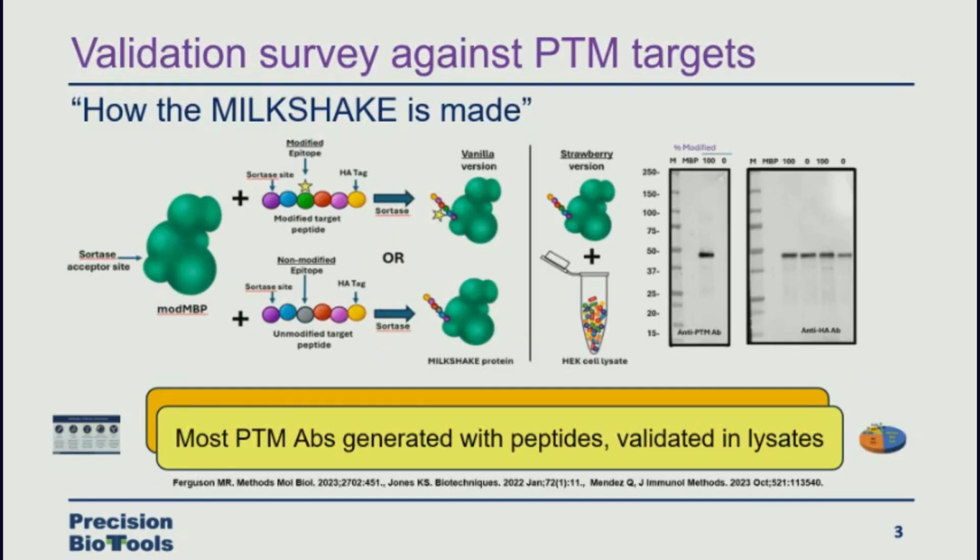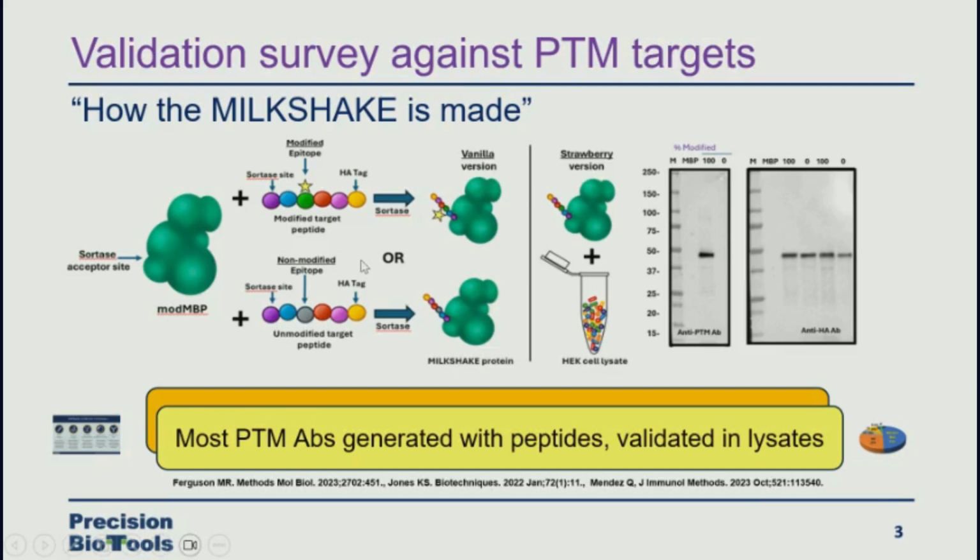Milkshake. So first off, the name. The name comes from the fact that we use a modified maltose binding protein, and so it's maltose, malt shakes, milkshake. In milkshake, we take a maltose binding protein, MBP, and we've modified it to have a sortase acceptor site on it. So sortase is a peptidoligase. It recognizes a specific sequence, and then it'll glue anything with a glycine onto it.